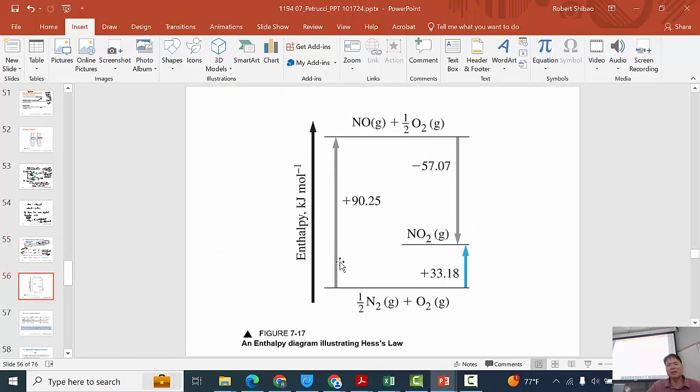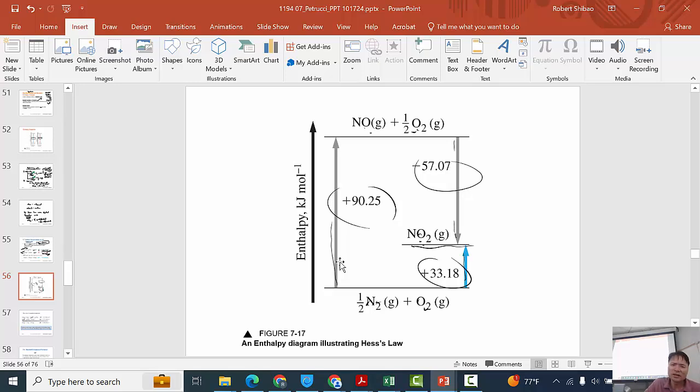Well, this is Hess's law. So Hess's law, we're just summing up the steps. And so this is the first step here: 1/2 N2 plus O2 goes to NO plus 1/2 O2. This would be the second step here: NO plus 1/2 O2 goes to NO2, and we're here. But we could get here a different way. We could just go by this route, which is 1/2 N2 plus O2 goes to NO2. So different ways we can get there.